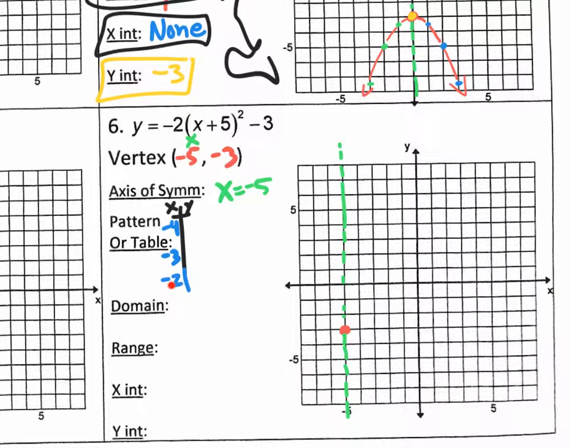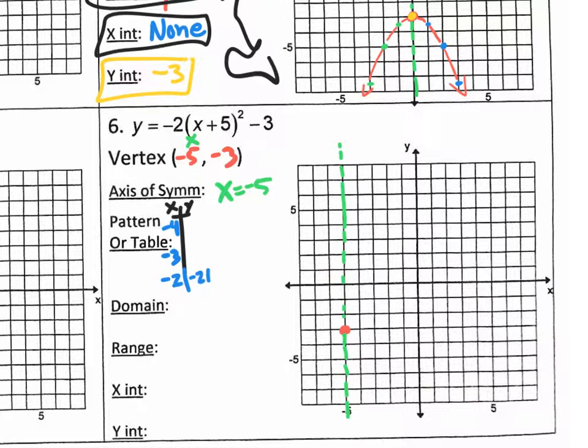When I plug in -2, -2 plus 5 is 3. 3 squared is 9. 9 times -2 is -18. -18 minus 3 is -21. So that coordinate's way off the graph. So you want values that are close.